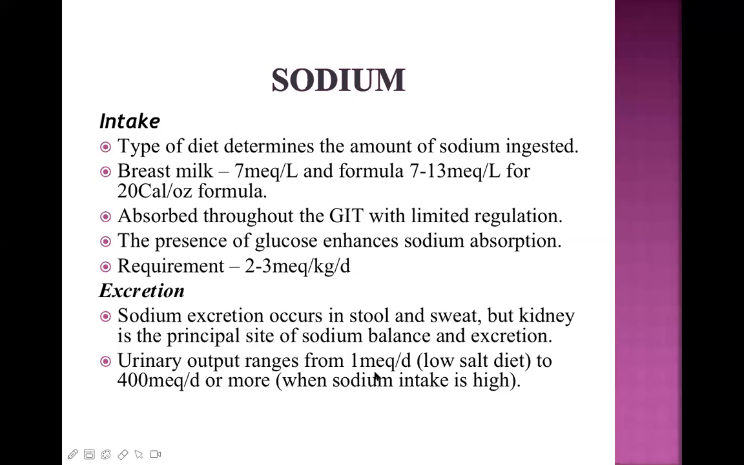Urinary output ranges from 1 milliequivalent per day in case of low salt diet to 400 milliequivalent per day or even more when sodium intake is high. So that's what I told you just now. Our kidneys can balance the amount of sodium in the blood. Now you may ask a question, if kidney can do that, then why is the problem of hypernatremia or hyponatremia, isn't it? The question must come in your mind. And the answer is, these are the physiological things, and every type of physiology has got certain limit. If we continue to push the physiology up to a certain limit, it will give away. Then after that, the pathological condition will arise.